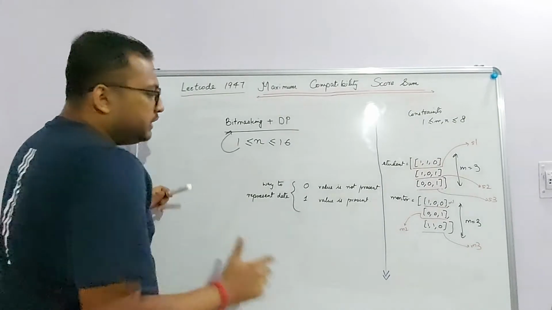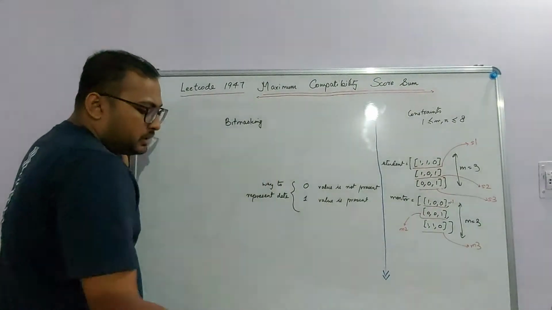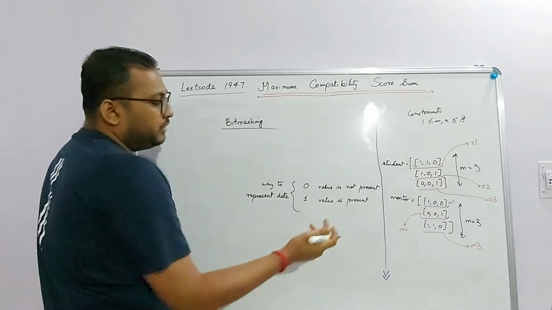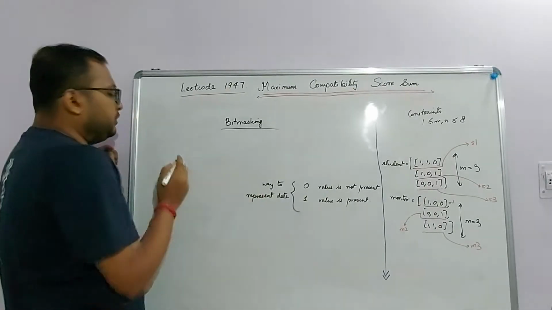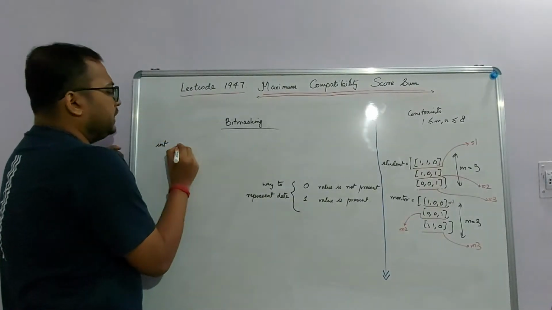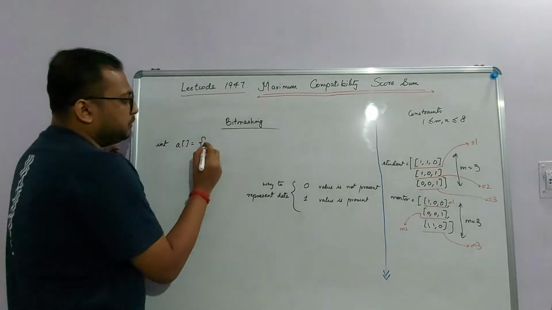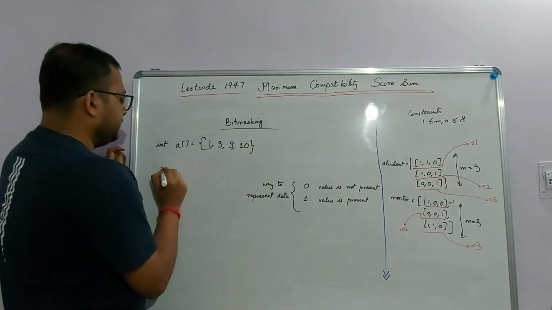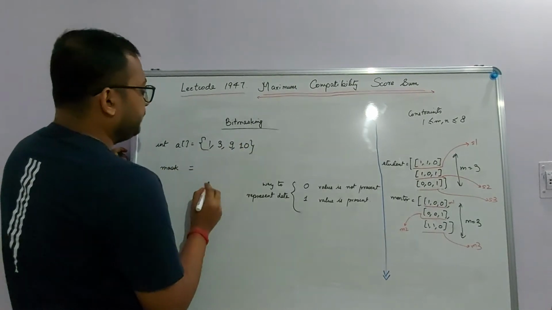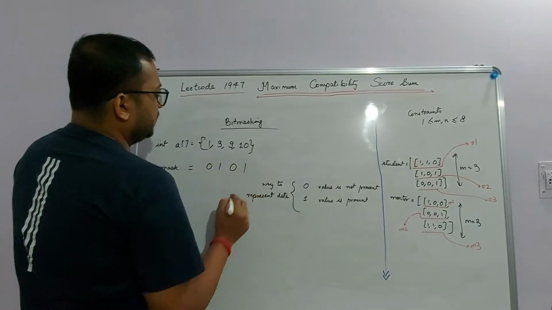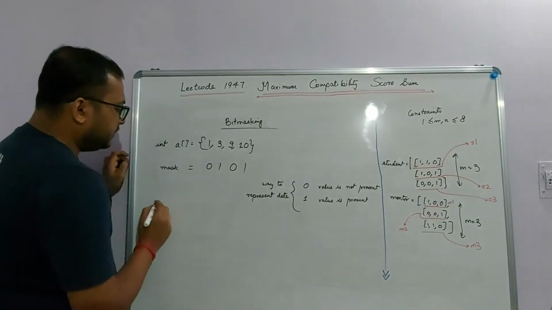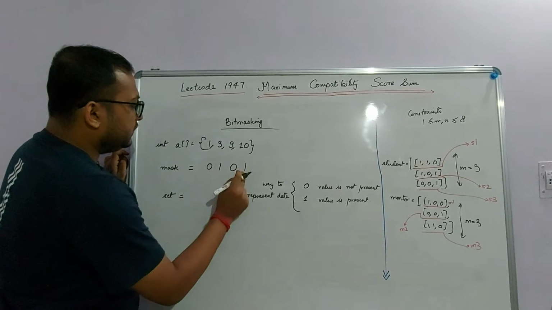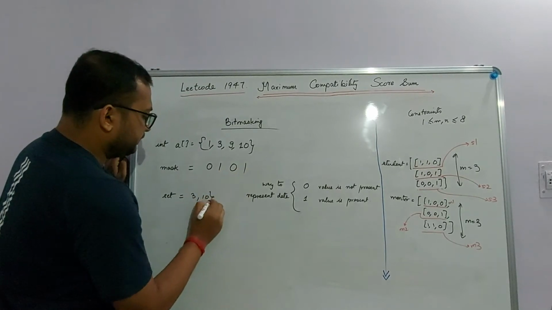So first, understand what bit masking is. Bit masking is nothing but a way to represent data where 0 means the value is not present and 1 means the value is present. This is typically what we do. Let's see an example. I take an array with some elements, let's say 1, 3, 9, 10, and let's say my bit mask value is 0, 1, 0, 1. What does this mean? It means I have a mask value of 0, 1, 0, 1 and it contains the elements 3 and 10.